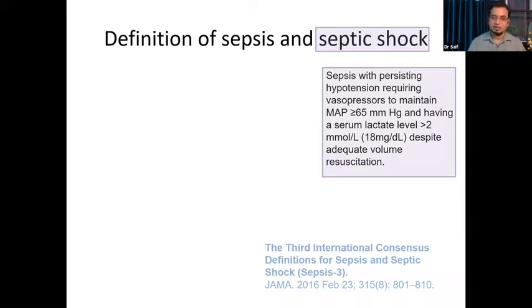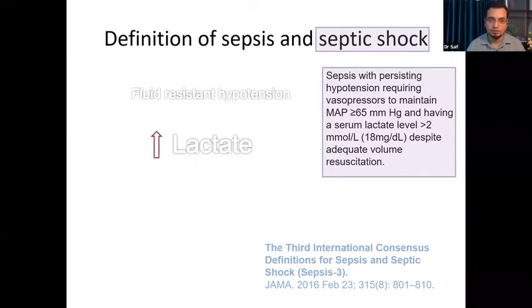That means you have given fluid for hypotension, but there is still persisting hypotension, and that is requiring vasopressor support to maintain the mean arterial pressure more than 65 millimeter of mercury, and also a serum lactate level more than 2 millimole per liter. So there are 2 things to define septic shock. It should be a fluid refractory, fluid resistant hypotension requiring a vasopressor. That is 1. And second, the high lactate.